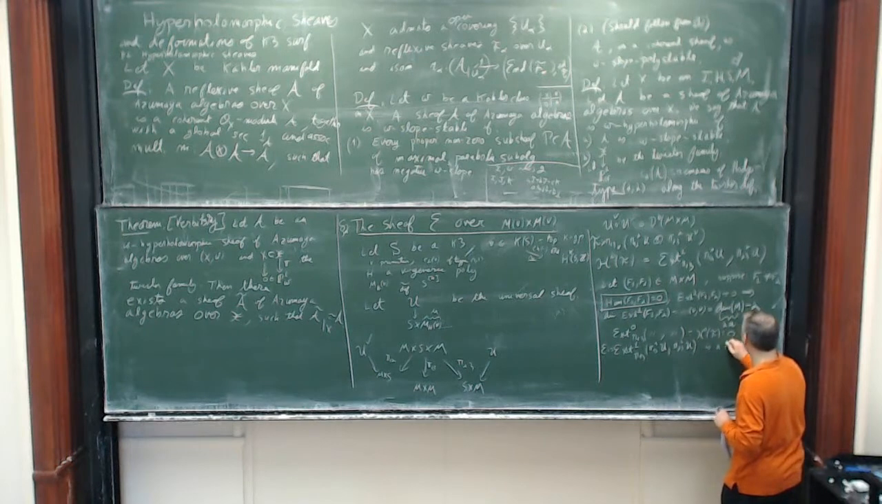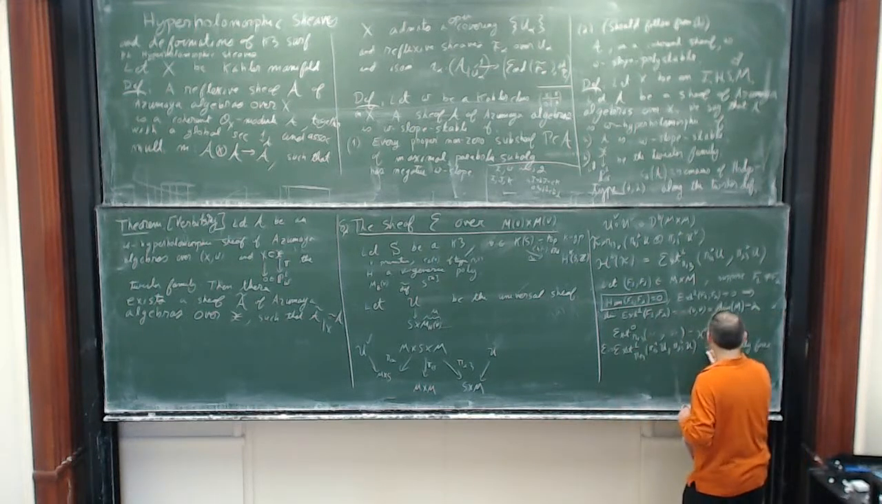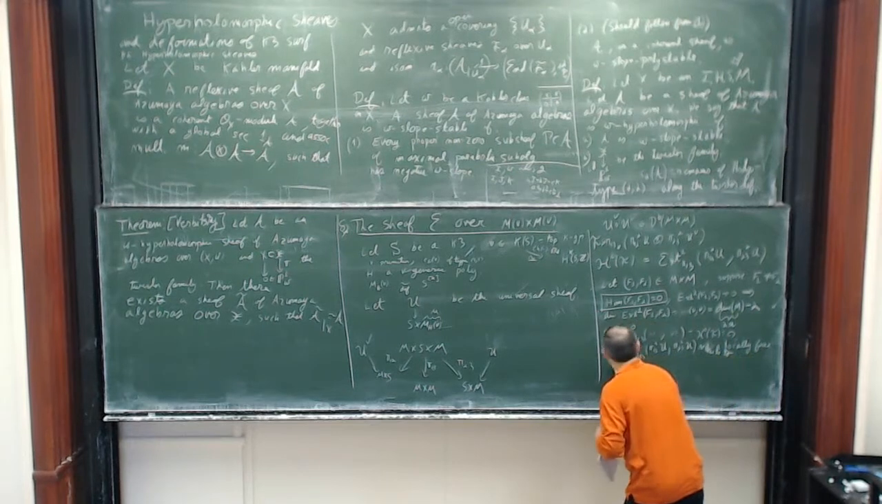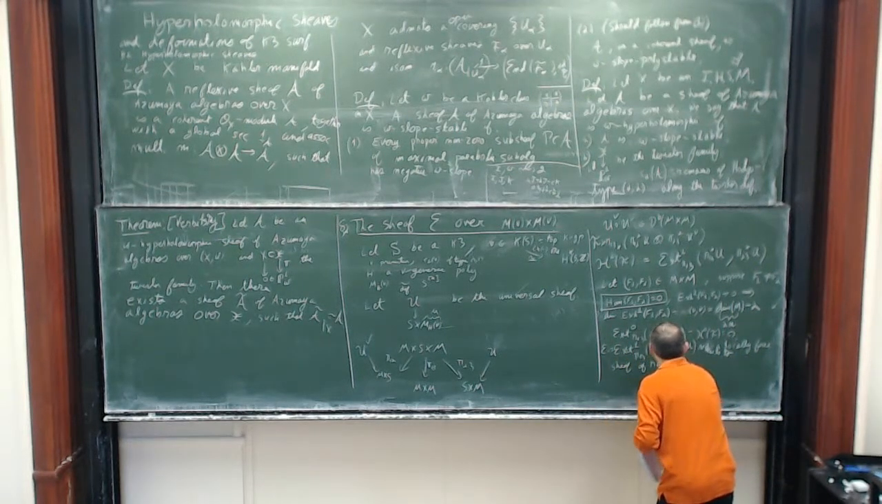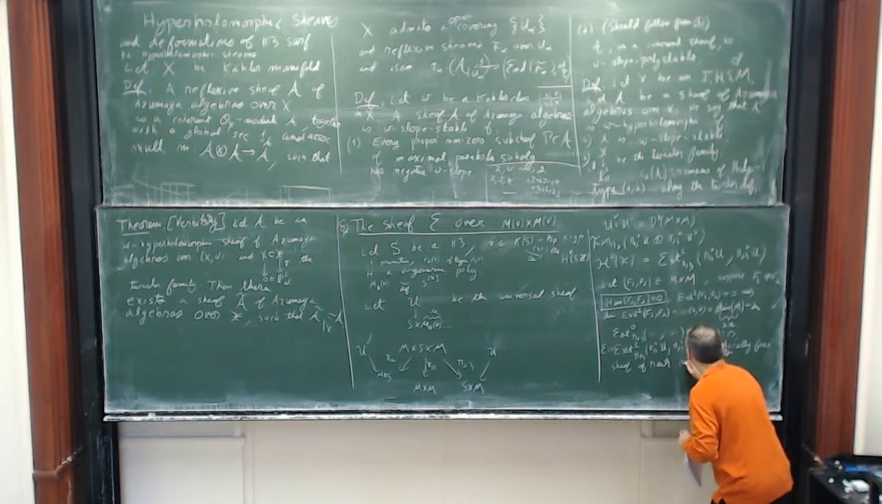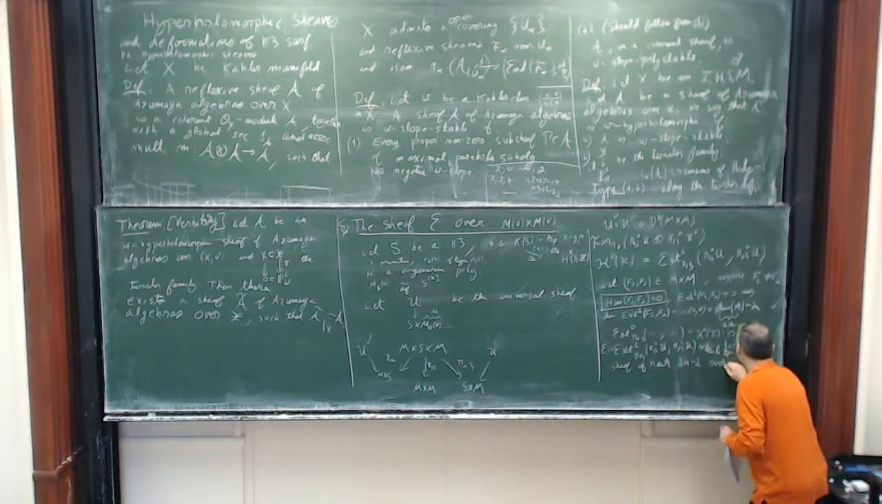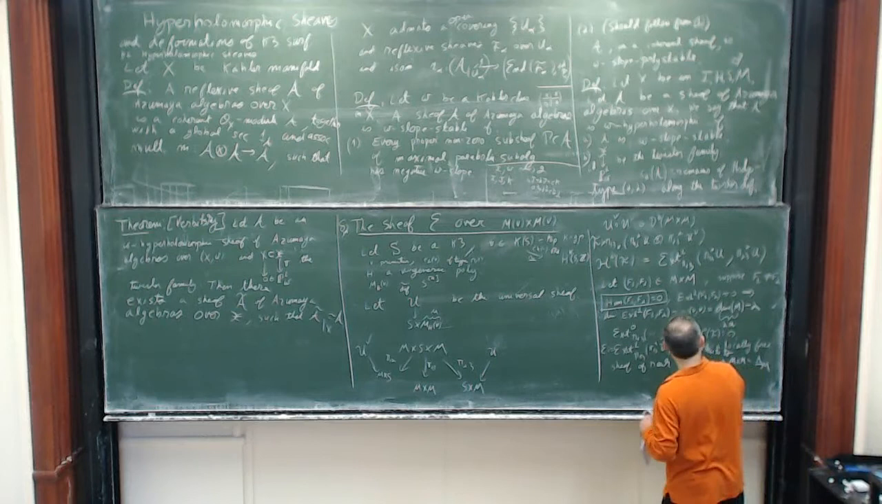Is locally free, restricts to a locally free sheaf of rank, V, maybe, and now I'll use 2 and minus 2, over M cross M minus the diagonal, right?